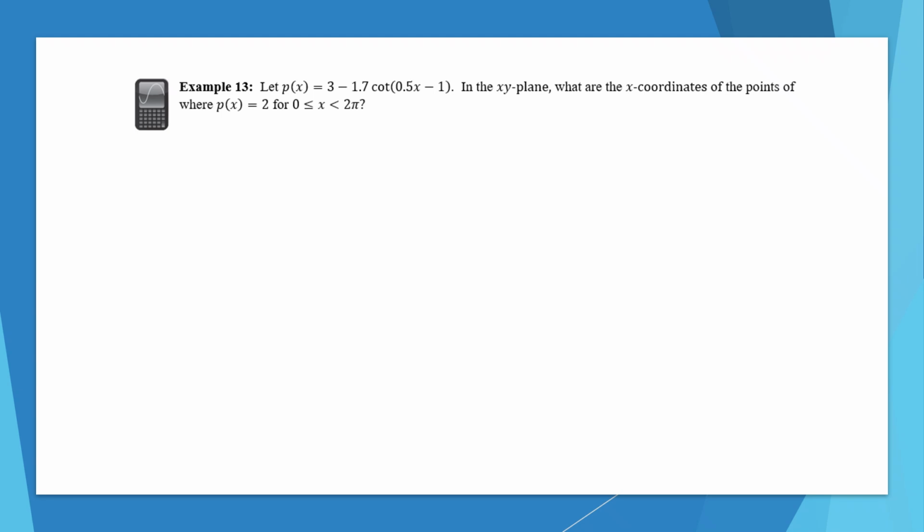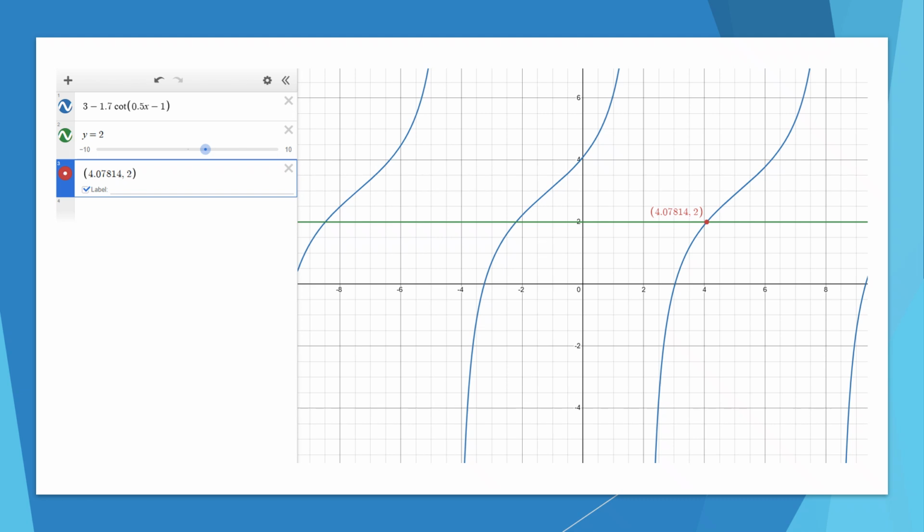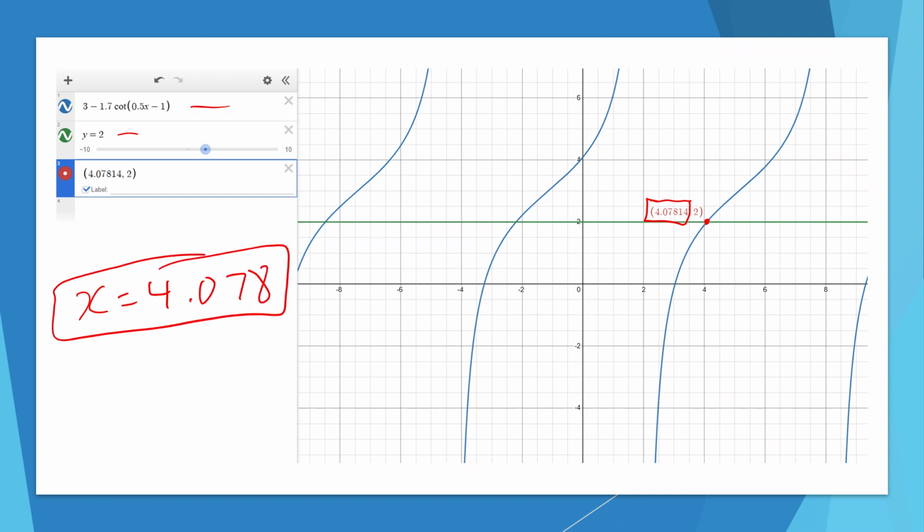And then 13, very similar. What are the x coordinates where that is equal to 2 from 0 to 2 pi? So this is what it should look like here. Graph both equations. Remember, it's y equals 2, not x equals 2, because we're looking for our x coordinate. It's going to be that point right there. Just click on it to highlight it, and then our answer should be x equals 4.078 should be our answer for example number 13. No rounding there, and so that should be it.